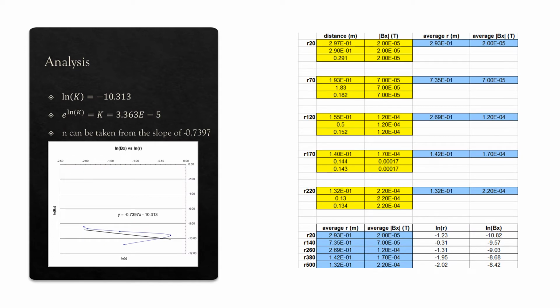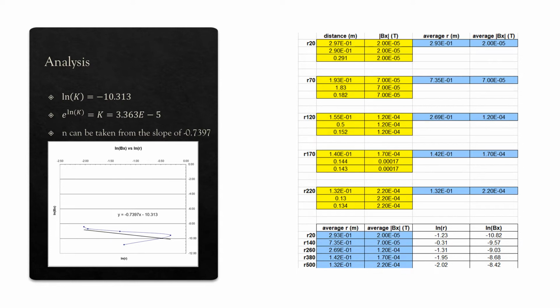Analysis. Here we have a table and the corresponding graph of the natural log of magnetic field versus the natural log of the distance. The distances in the table were obtained by moving the phone across the meter stick and observing where the magnetic field is equal to 20 microtesla. Thus, we have R20. The same was done for each of the distances and recorded, averaged, and then used to calculate the magnetic field for each set.